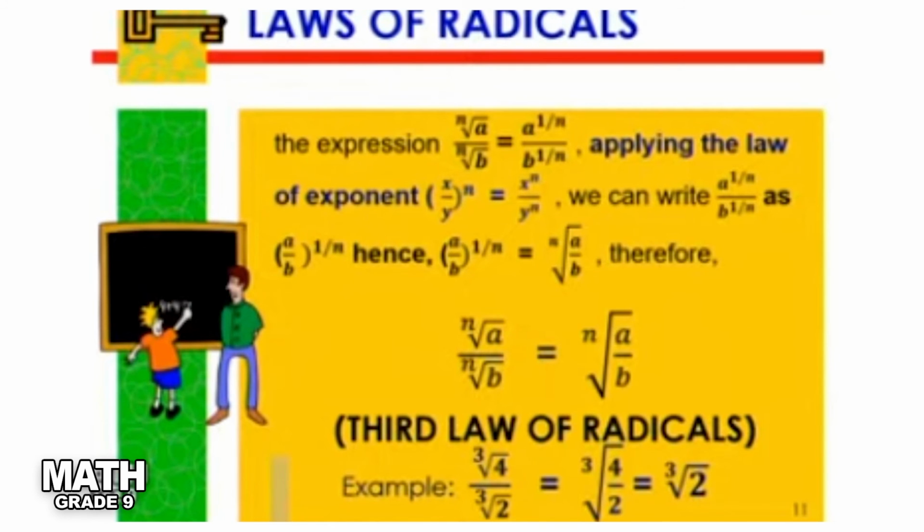An example is the cube root of 4 divided by the cube root of 2 is equal to the cube root of 4 over 2, or that is equal to the cube root of 2.